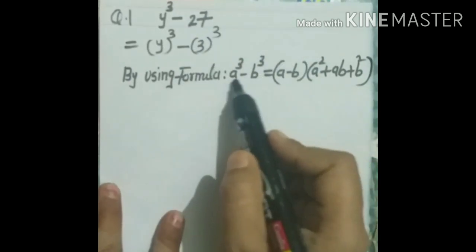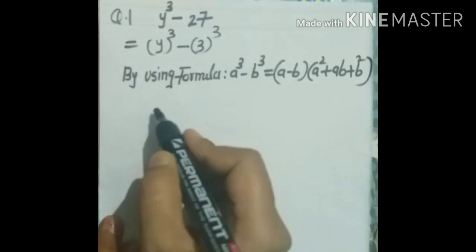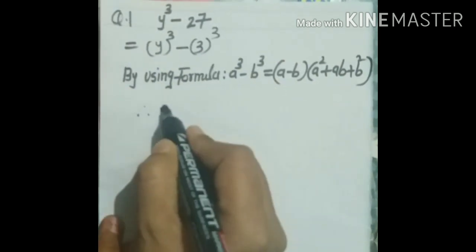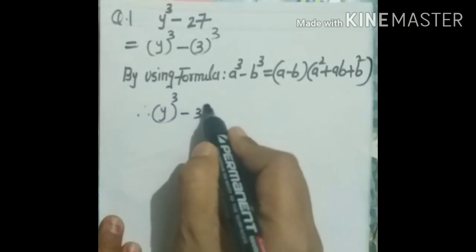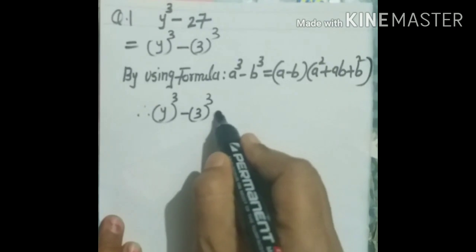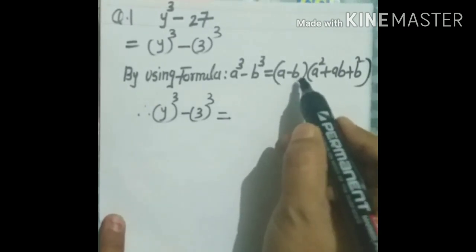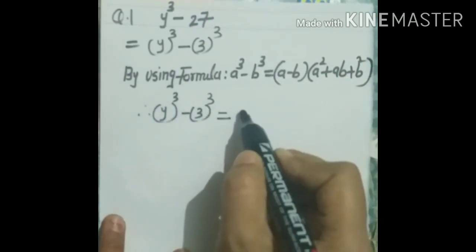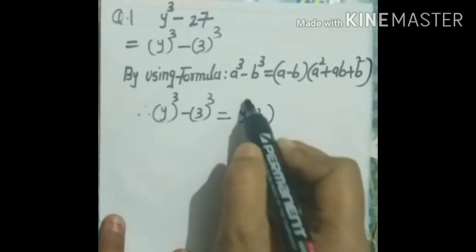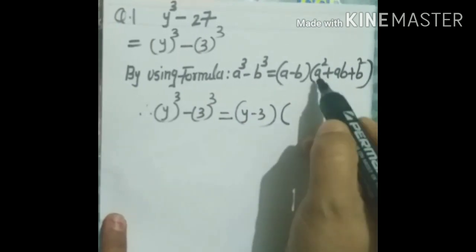Now according to the formula, we put in the formula. Therefore, (y) cube minus (3) cube equal to a minus b. So this is your a and this is your b. So what do we take here? y minus 3. Close the bracket. In another bracket, a square.